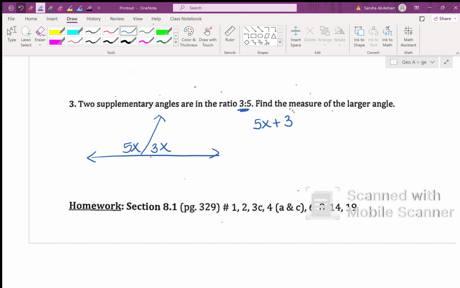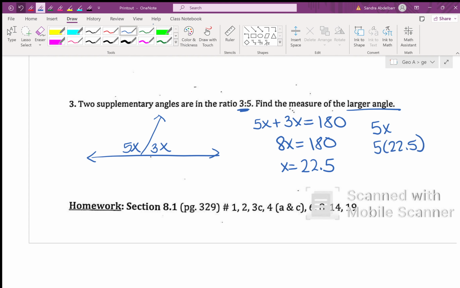What is the equation here to solve? Good. 5x plus 3x equals 180, which is 8x equals 180. We can solve this. X will equal, I don't know, what is it? 22.5? Okay, thank you. 22.5. And then I want the larger angle. Which one's larger, 5x or 3x? 5x. So we're going to do 5x, which will be 5 times 22.5. Can somebody tell me what that is? 112.5. Thank you. 112.5 degrees.